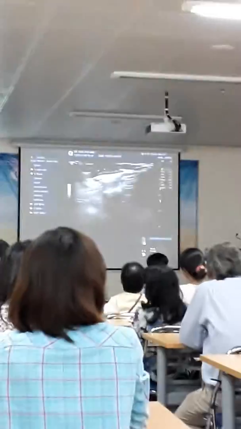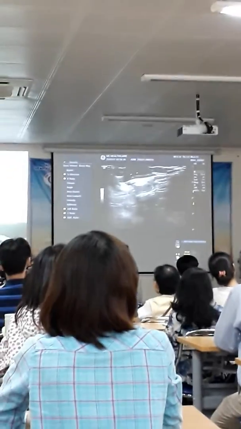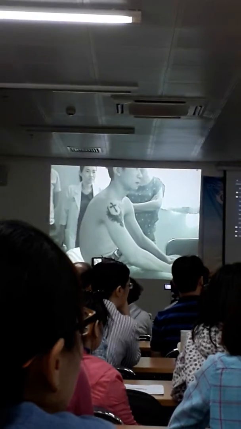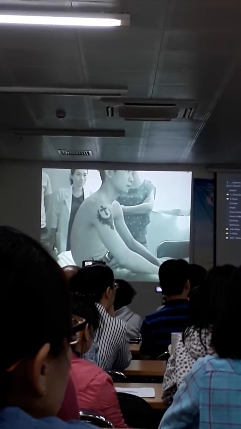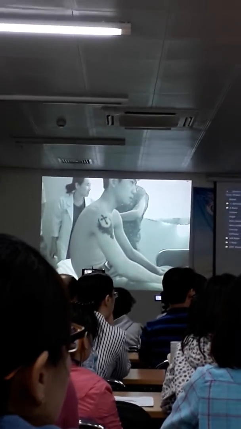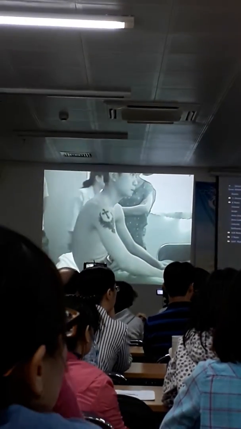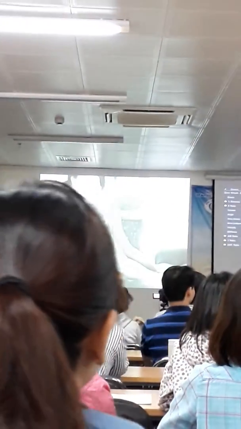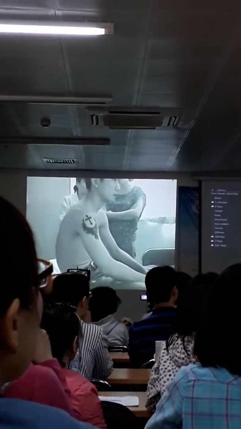So as far as machine setup goes, use a high frequency transducer. And when I'm scanning shoulders, I will either use native imaging or harmonic imaging. Just depends on what looks better for a particular patient.